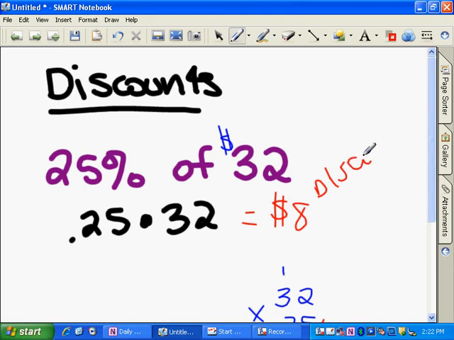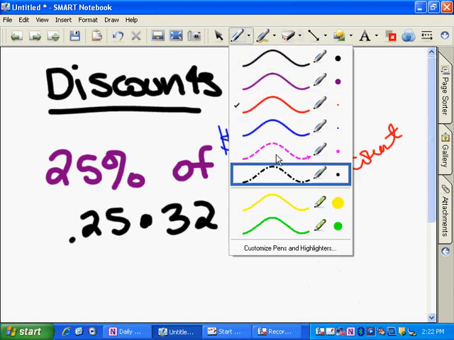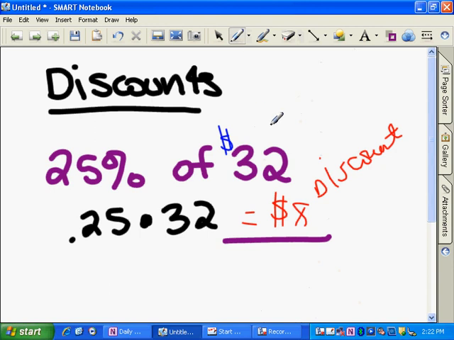That means that it's an $8 discount. Sorry, my letters kind of connect there, so it looks kind of funny. But it's an $8 discount. So you would have to subtract, you would have to say, okay, well, $32 minus $8, which is $24. So that means if something's $32, it's 25% off, you're going to pay $24 for it because it's an $8 discount. So make sure you're looking at what the question asks when you are posed with questions like this. Is it asking for how much is the discount, or is it asking for the cost of the item after the discount?